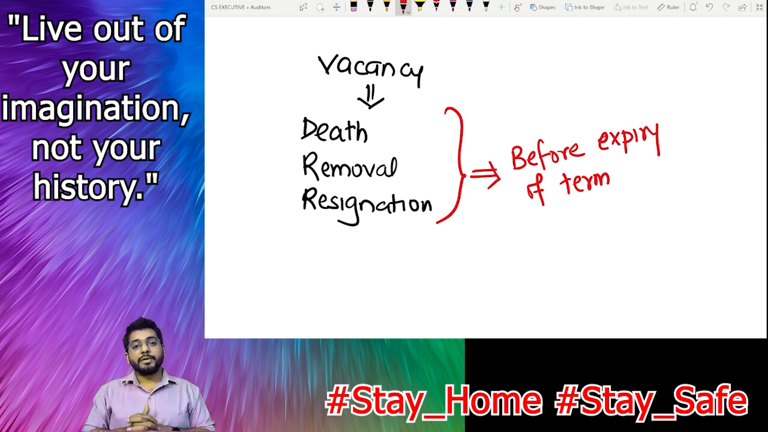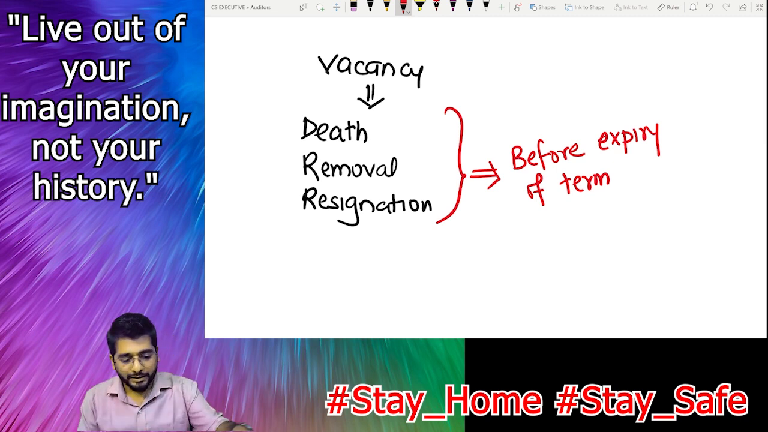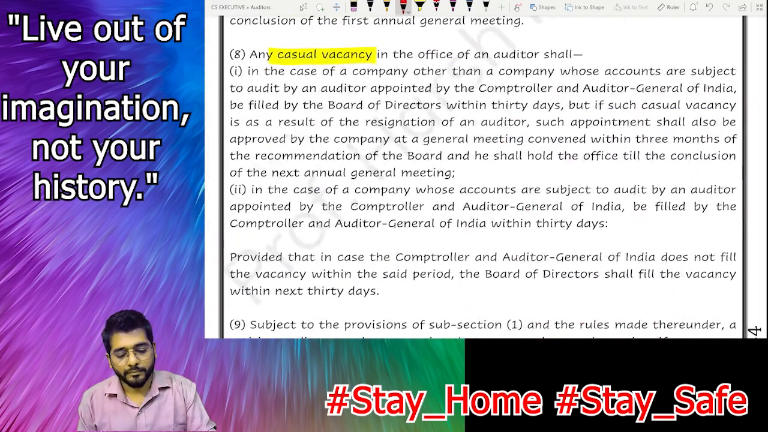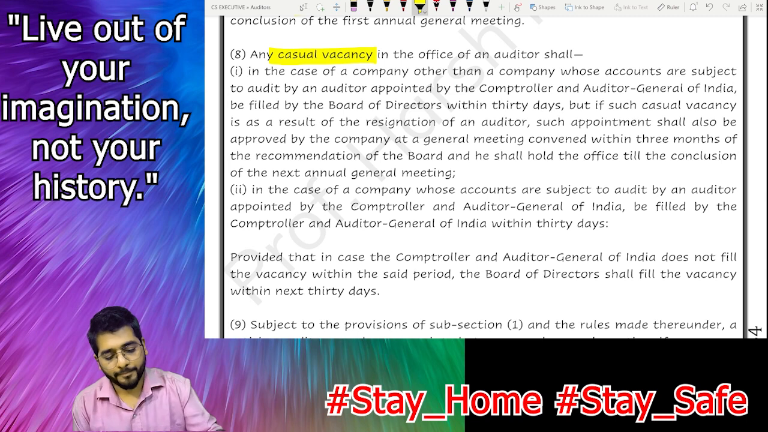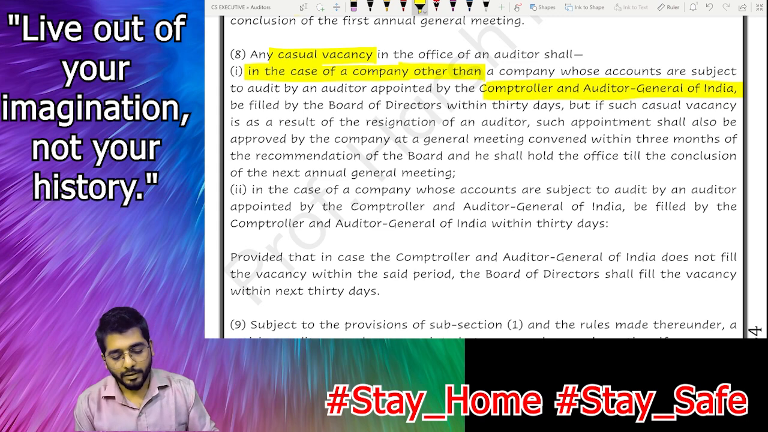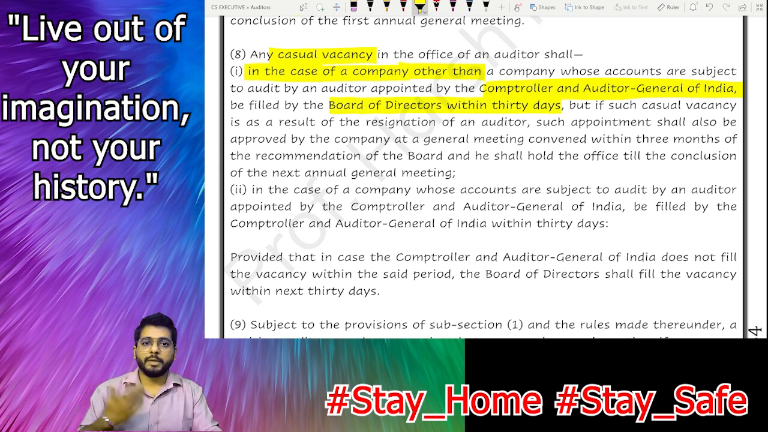And if there is a casual vacancy, then what should we do? Let's see in this provision. In case of casual vacancy, the provision says, in case of a company other than government company, what is the provision? It shall be filled by the board of directors. So some other person should be appointed as auditor by the board of directors within 30 days.